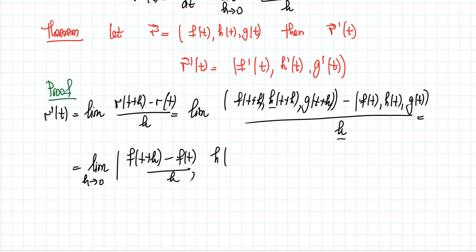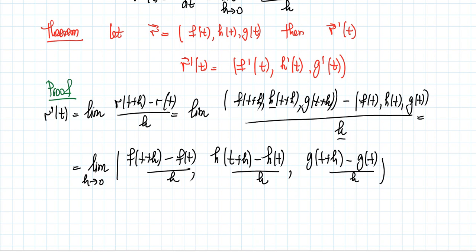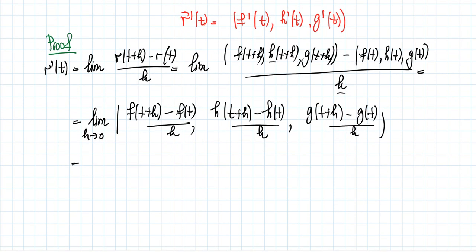this h is different from this h, okay? This is the constant, sorry. h of t plus h minus h of t divided by h, and g of t plus h minus g of t divided by h. So do you remember previously we said that the limit of the vector is equal to finding the limit of every single component separately, right?